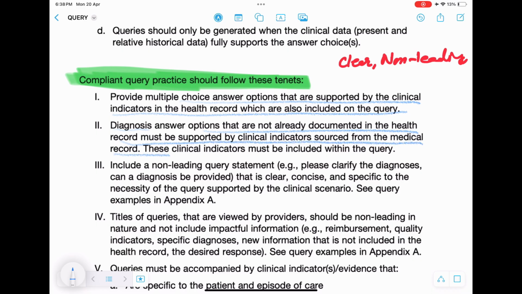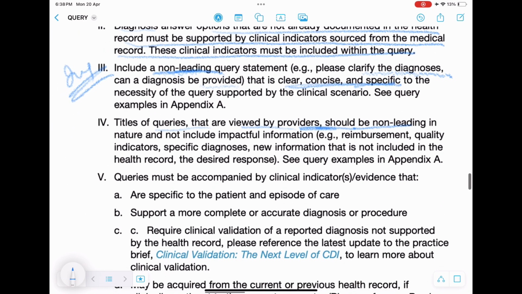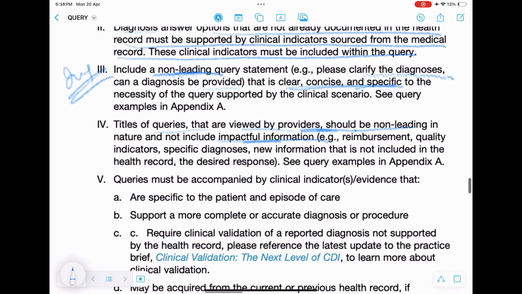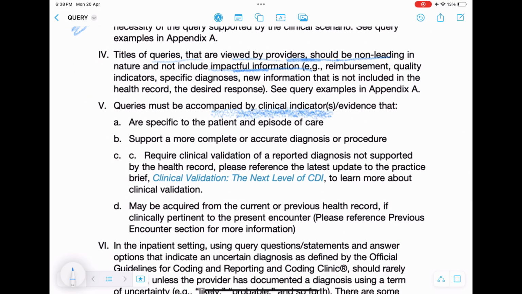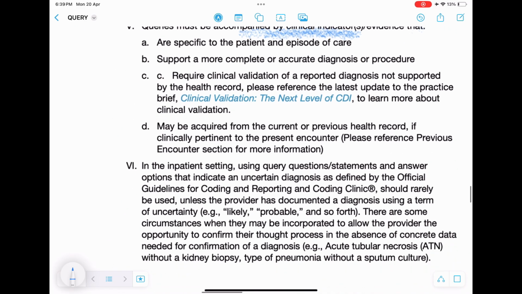Okay, and third, include a non-leading query statement that is clear, concise, specific to the necessity of the query, supported by the clinical scenario. Fourth, the title of the query viewed by the provider should be non-leading in nature and not include impactful information. Queries must be accompanied by clinical indicators or evidence that support a more complete or accurate diagnosis or procedure. If you follow these, your queries will be safe, respectful, and really effective.